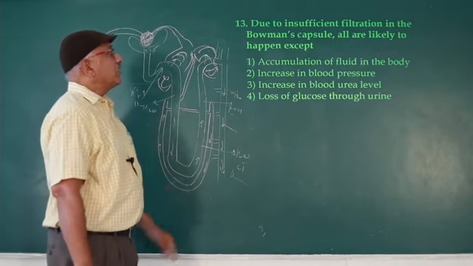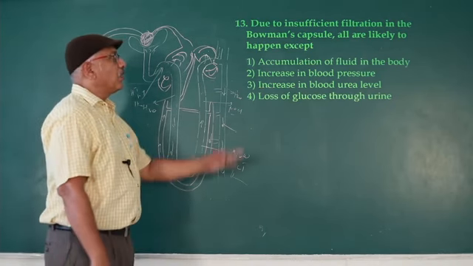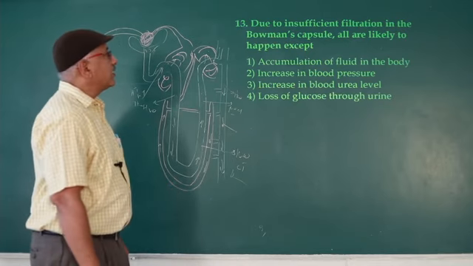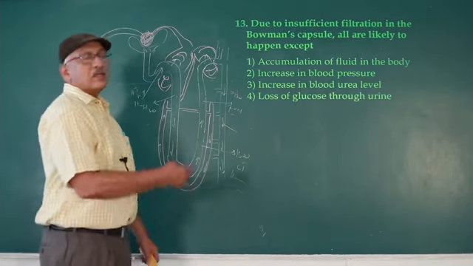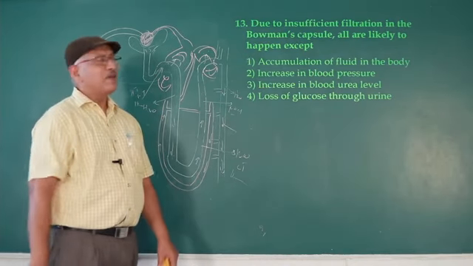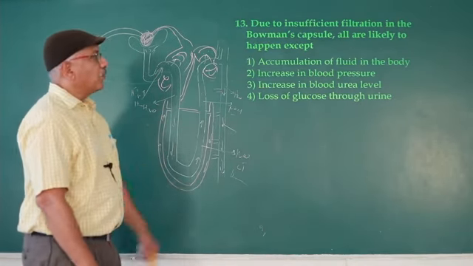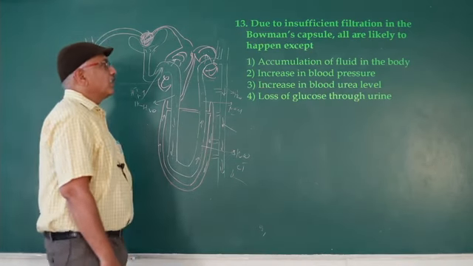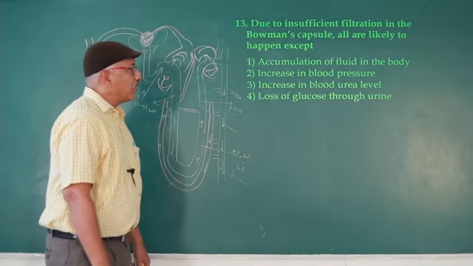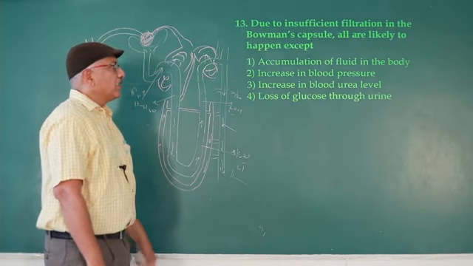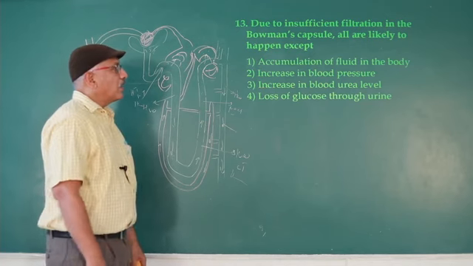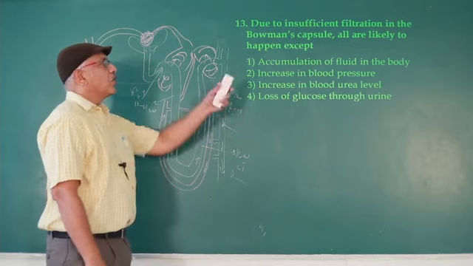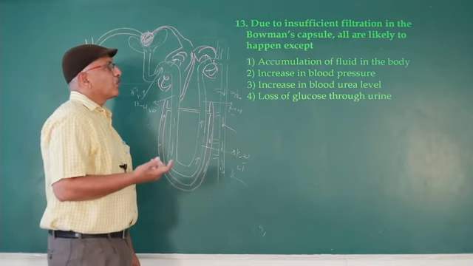Next question. Due to insufficient filtration in the Bowman capsule, all are likely to happen except. Insufficient filtration in the Bowman capsule means the substances are not properly filtered. At the time, accumulation of fluid in the body, increase in blood pressure, increase in blood urea level, loss of glucose through urine.